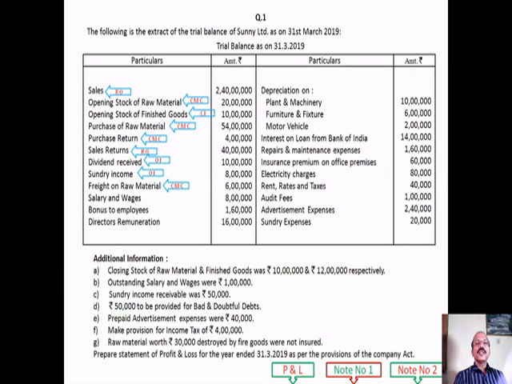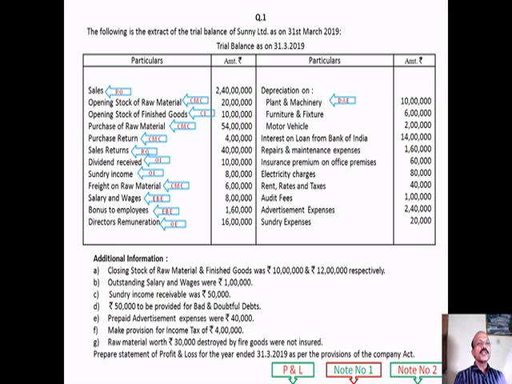Freight on raw material is a part of cost of material consumed. Salary and wages is employee benefit expenses. That's why we have written there EBE, employee benefit expenses. Bonus to employee is also similar, employee benefit expenses. Director's remuneration is other income.